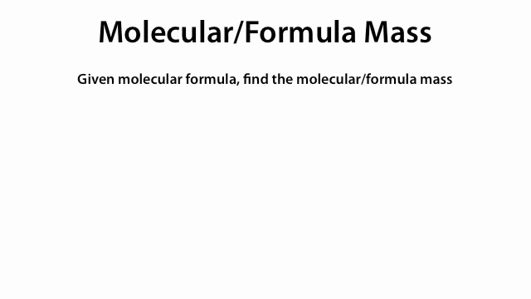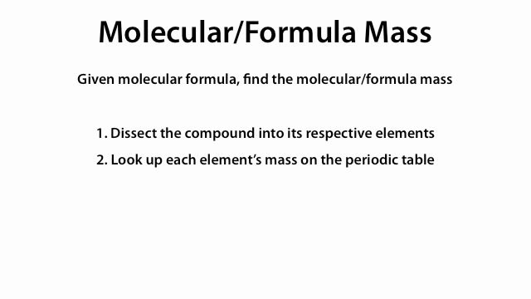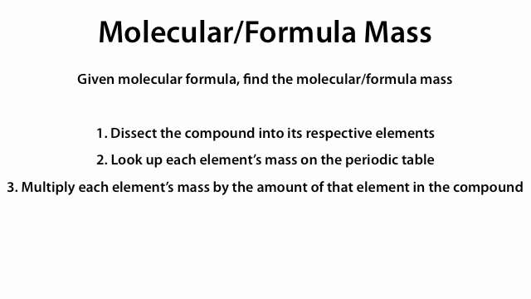We're going to talk about molecular or formula mass. If we were given the molecular formula of any compound and we wanted to find the molecular or formula mass of that compound, this is what we do. Step 1, dissect the compound into its respective elements. Step 2, look up each element's mass on the periodic table. Step 3, multiply each element's mass by the amount of that element in the compound. And step 4, which is the last step, we add. So let's look at an example and see how this is all done.